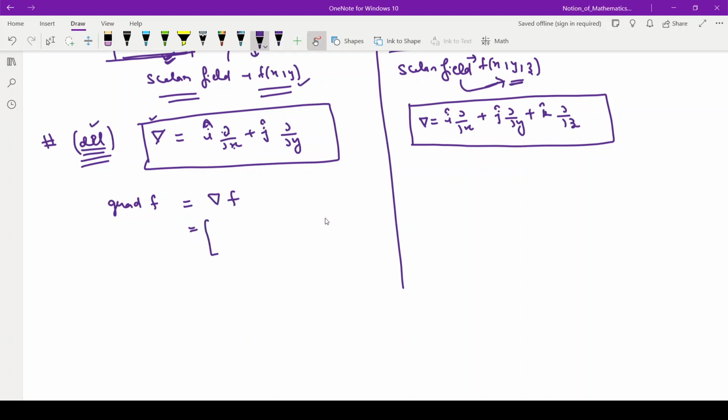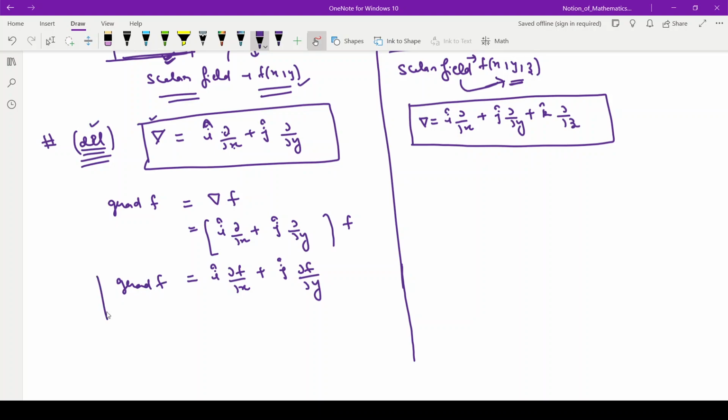Del is an operator, so I can put its value here: i cap partial by partial x plus j cap partial by partial y. This is all about the two-dimensional approach of f. Or I can write it as i cap partial f by partial x plus j cap partial f by partial y. So this is the formula of the gradient of f in the two-dimensional aspect.